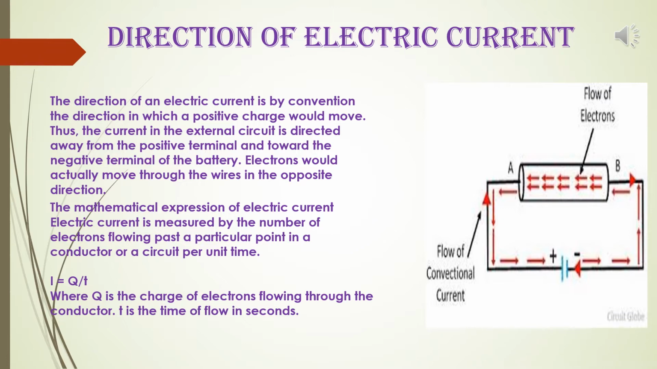is measured by the number of electrons flowing past a particular point in a conductor or a circuit per unit time. That is I is equal to Q by t, where Q is the charge of electrons flowing through the conductor, t is the time of flow in seconds, and I is electric current. So electric current is a scalar quantity. Electric current through a conductor is 1 ampere if 1 coulomb of charge flows through any cross section of the conductor in 1 second.